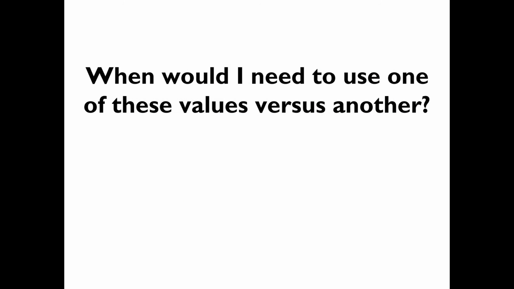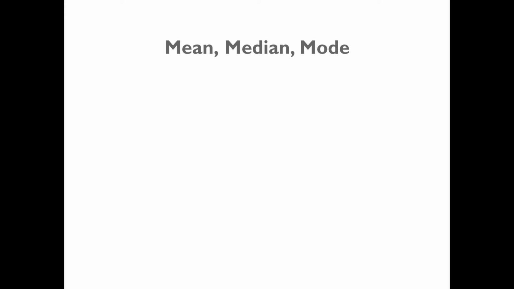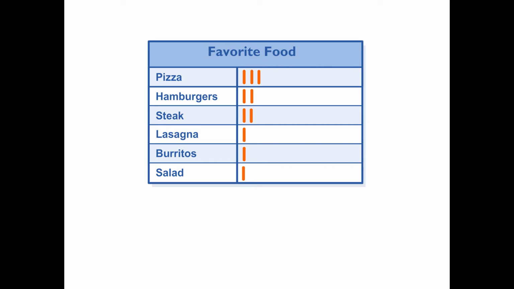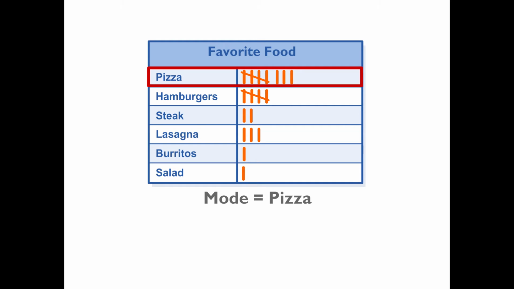When would I need to use one of these values versus another? That's an excellent question. There are situations in which each value, mean, median, and mode, is more appropriate. The mode is useful when a data set is not numerical. For example, say you surveyed your classmates on their favorite food. The answer that occurs most often, the mode, would be the class's favorite food.